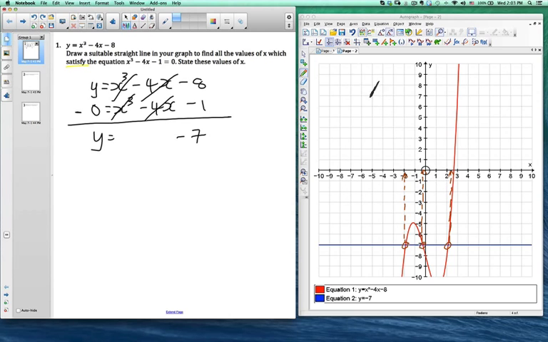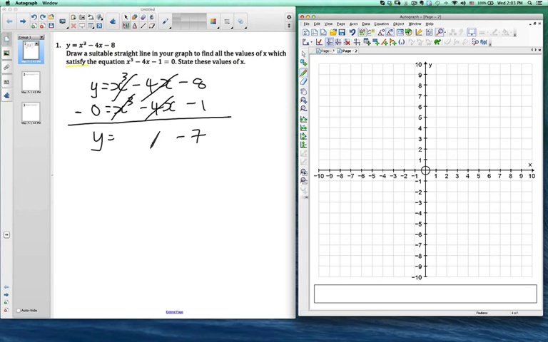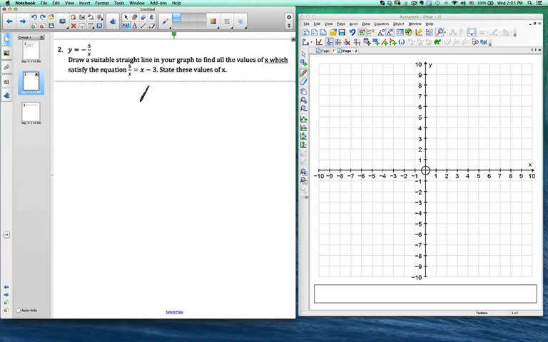Okay, let me select all and then delete it. Where's my delete button? Alright, let's see the second type of question.